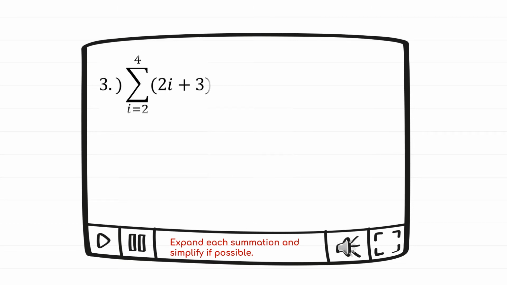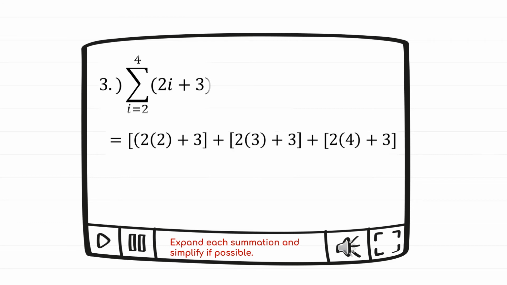Let's have example number 3. The summation of the quantity 2I plus 3 from I equals 2 to 4 equals, let's substitute, 2 times 2 plus 3 plus 2 times 3 plus 3 plus 2 times 4 plus 3. Take note that we will not start with 1 because I starts from 2 and ends at 4. So we have 2, 3, 4 in place of I.